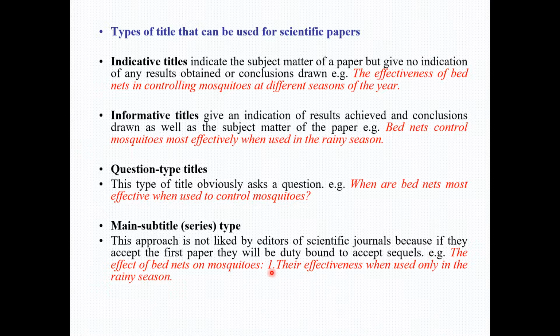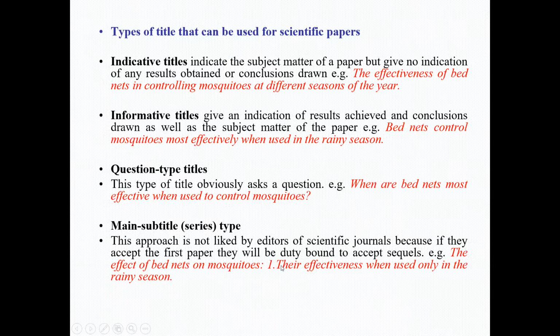Here you have number one, their effectiveness when used only in the rainy seasons. What it indicates is that it is first in the series, so it might be followed by a second, third, fourth, and so on. If the editor accepts the first one, the information will be missing unless the audience studies the full series. This is why editors don't like this kind of title or this kind of manuscript.